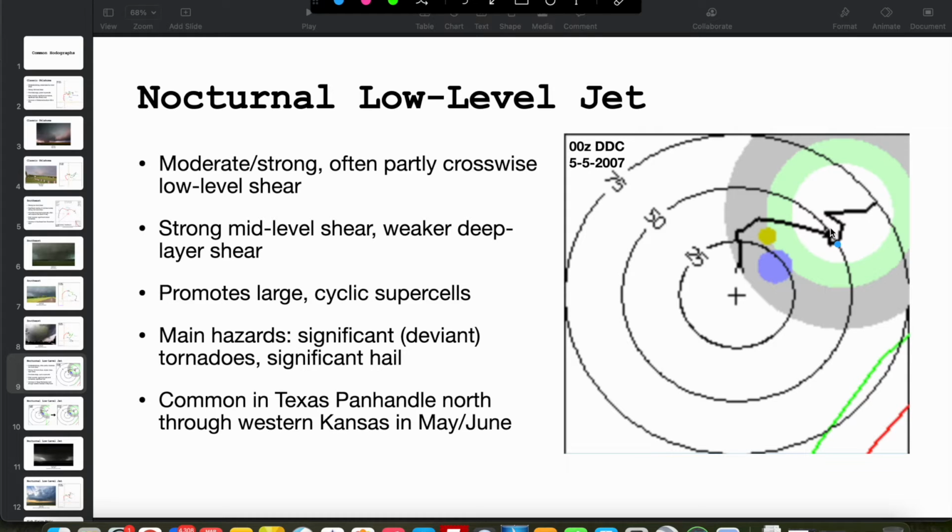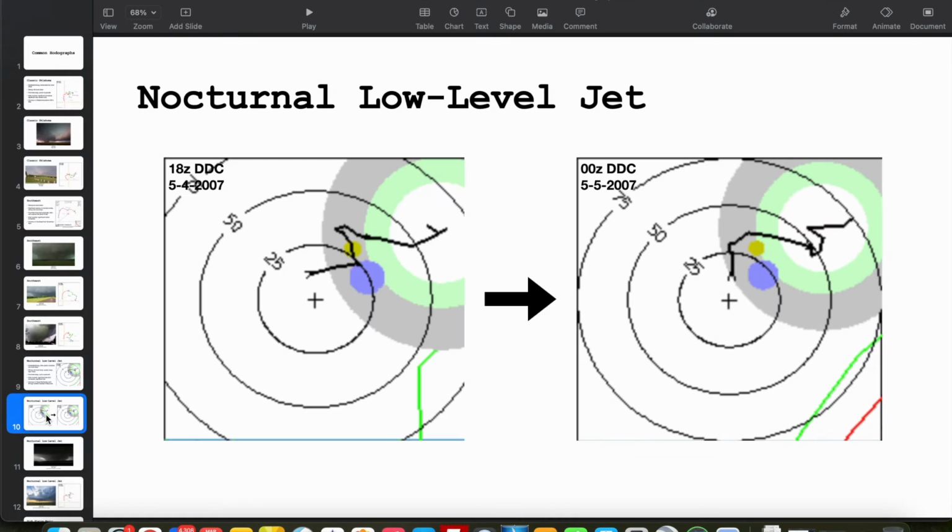And this promotes large cyclic supercells, with the main hazards being significant tornadoes with very deviant motion, as well as significant severe hail. So these are most common in the Texas Panhandle, moving north into western Kansas through May and June. And the thing with these is that they often start out as pretty marginal looking hodographs during the day.